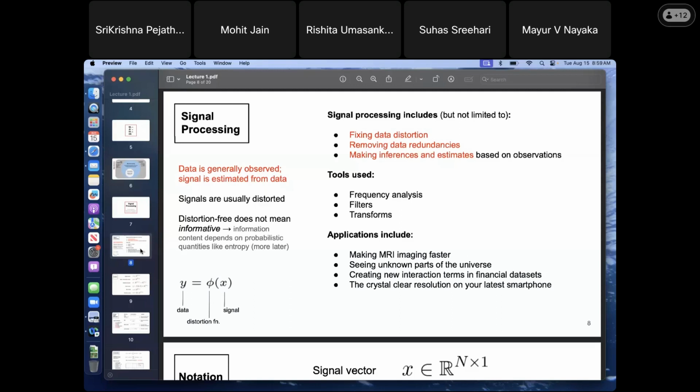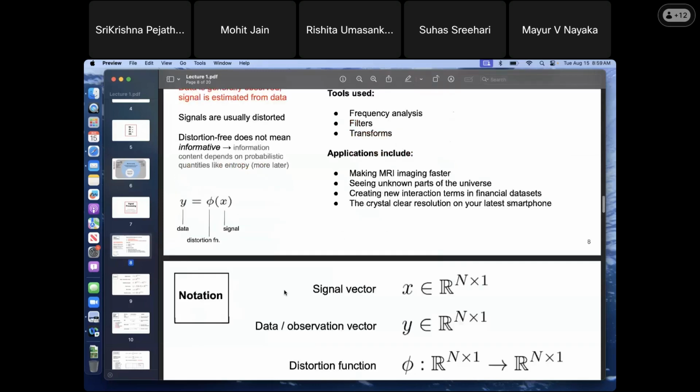Whatever the signal is, you want to see it. But in real life, there is a distortion that changes the signal, so you see something slightly different. One other example of this, okay, maybe I'll show this on the next slide.